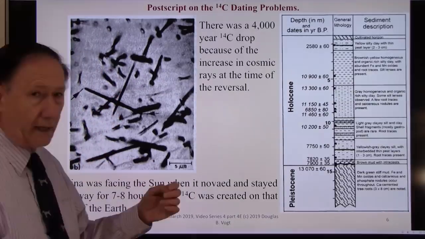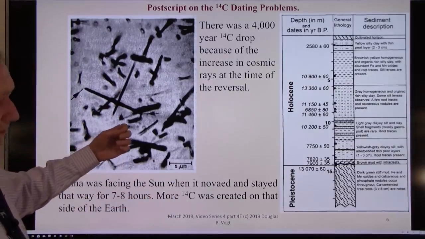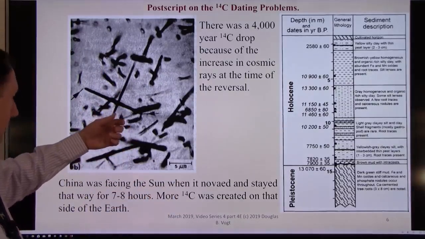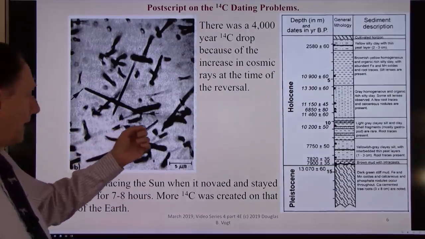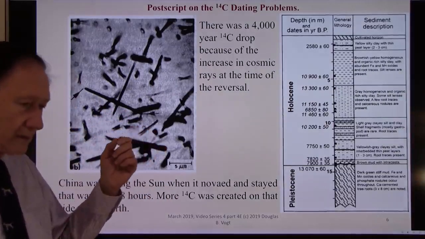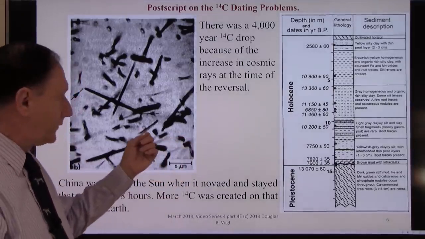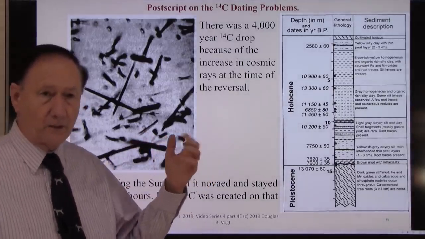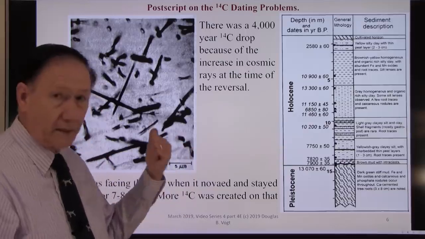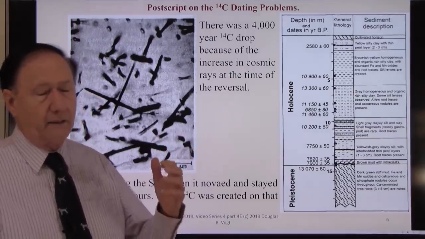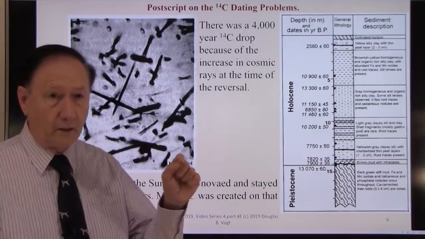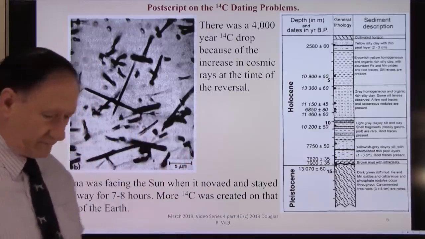The other reason I think China was facing it, there was an excellent journal article. I didn't reference it here. I should have. It came from the article that they found a lot of bones with fission tracks and radioactive elements in them, like this. And that can indicate that that part of the world was facing the sun when it novaed, because that's the only way you get this.